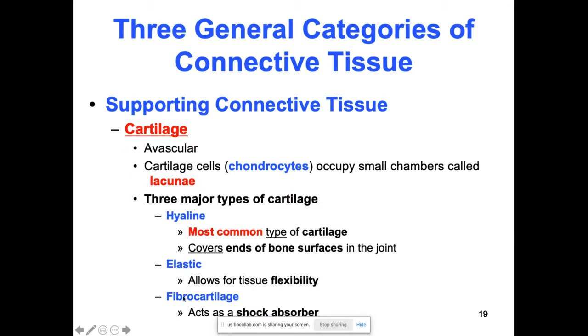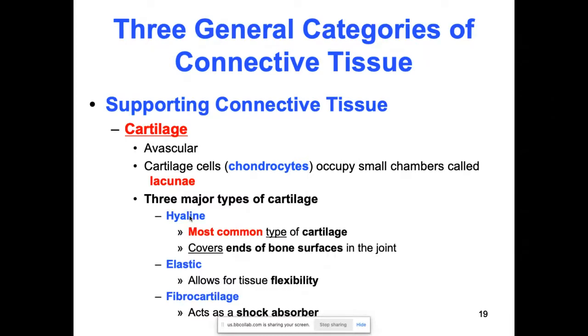So the three main types of cartilage are hyaline, elastic, and fibrocartilage. Hyaline cartilage is the most common type of cartilage. It's found between bones that are moving. So at each joint of my finger, there's going to be hyaline cartilage.